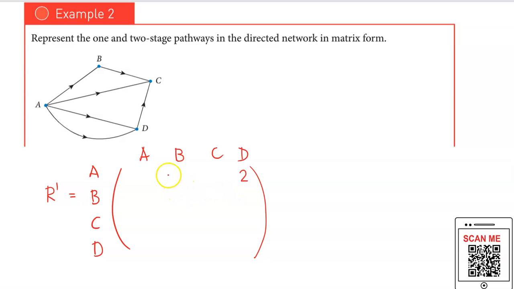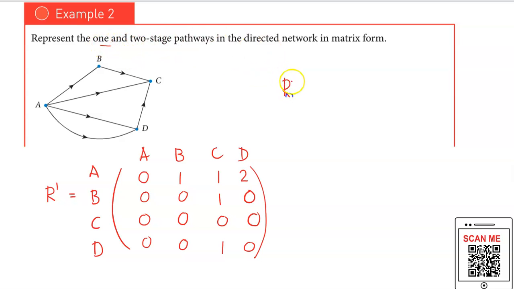The rest, A can go to B, A can go to C as well, so here 0. Now look at B. Where can B go? B only can go to C, so here put 1. The rest 0. And C, where can it go? All the directions are into C, so C cannot go anywhere. So it's 0 all the way. How about D? D only can go to C, so here put 1.